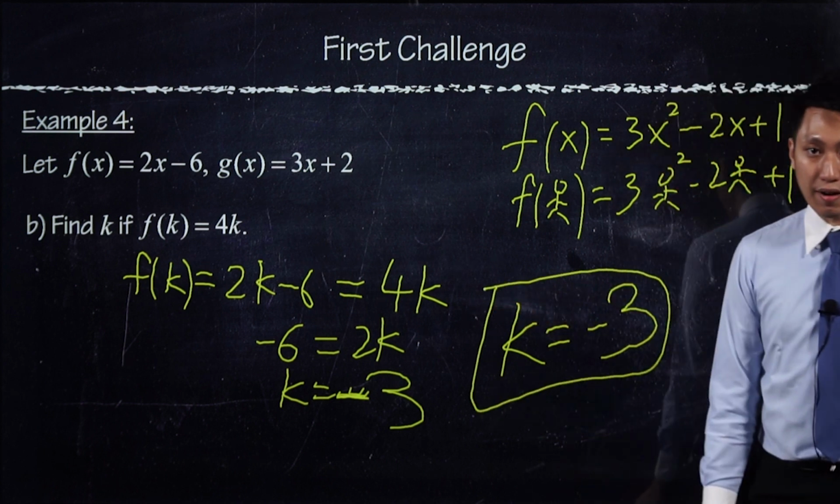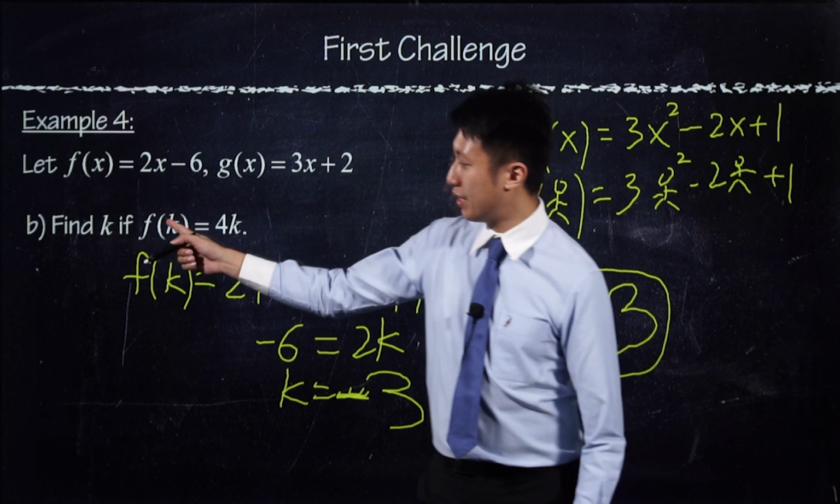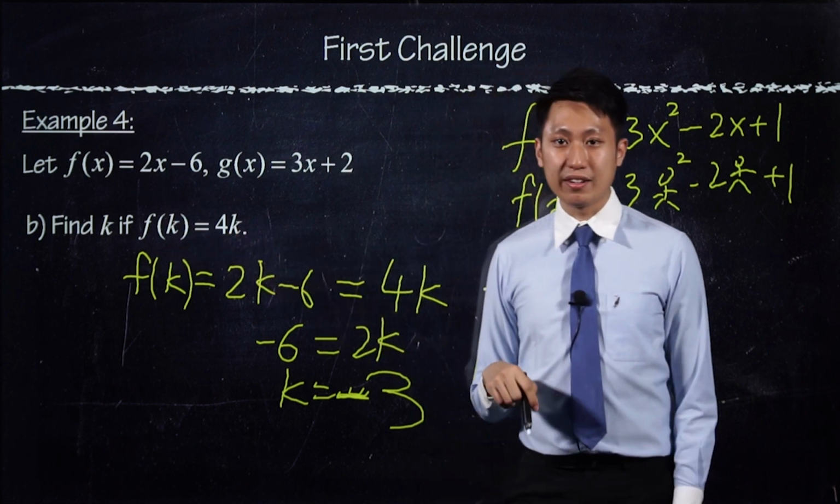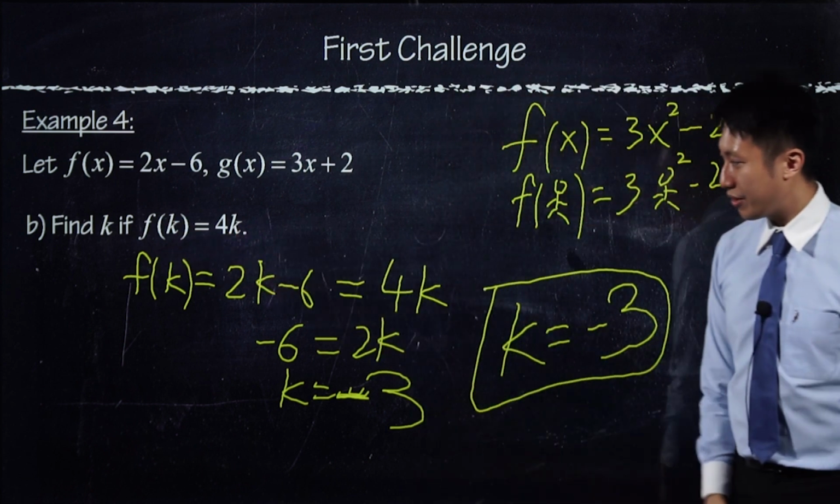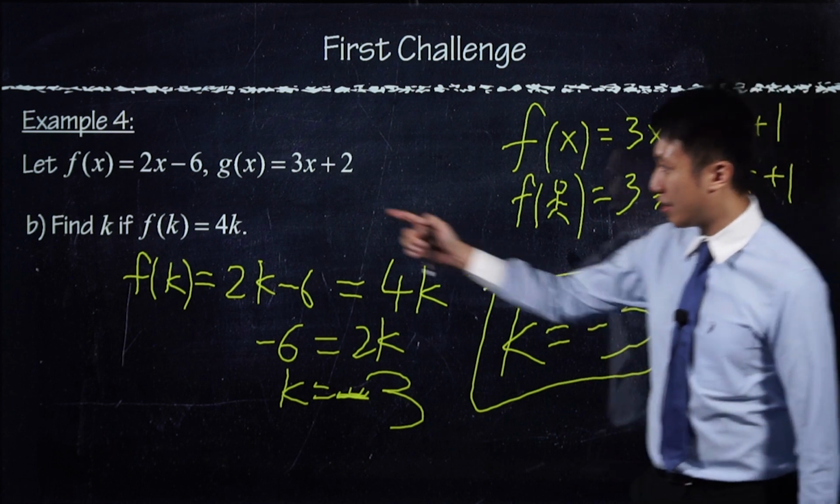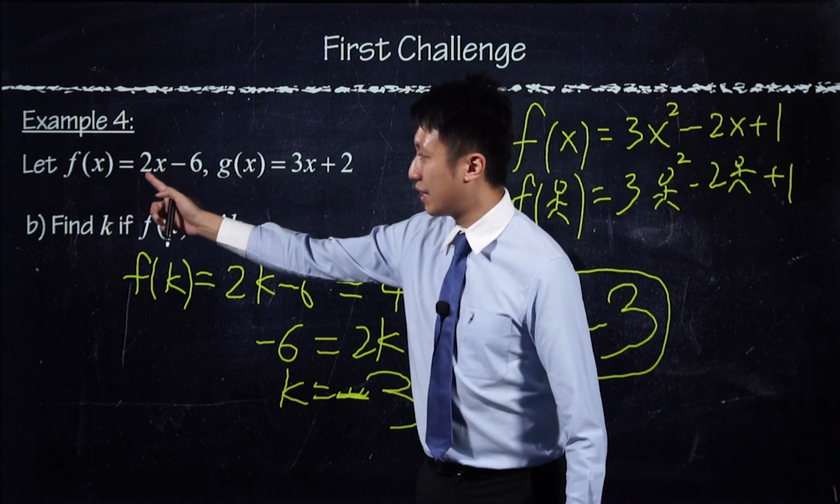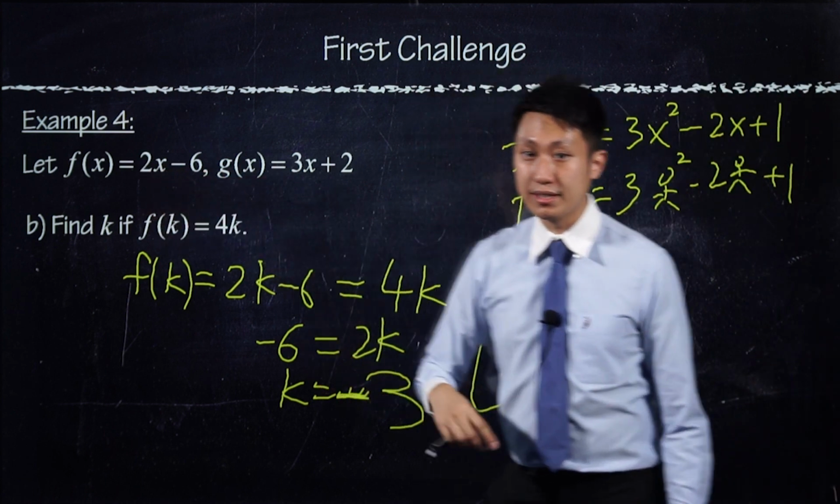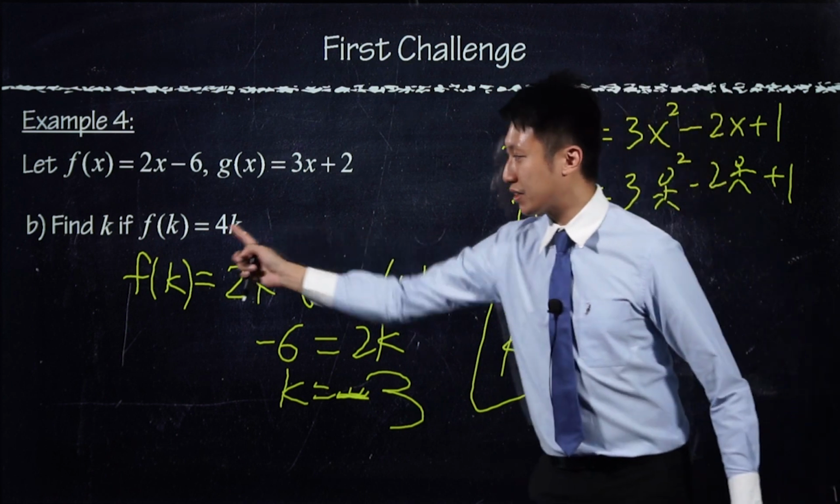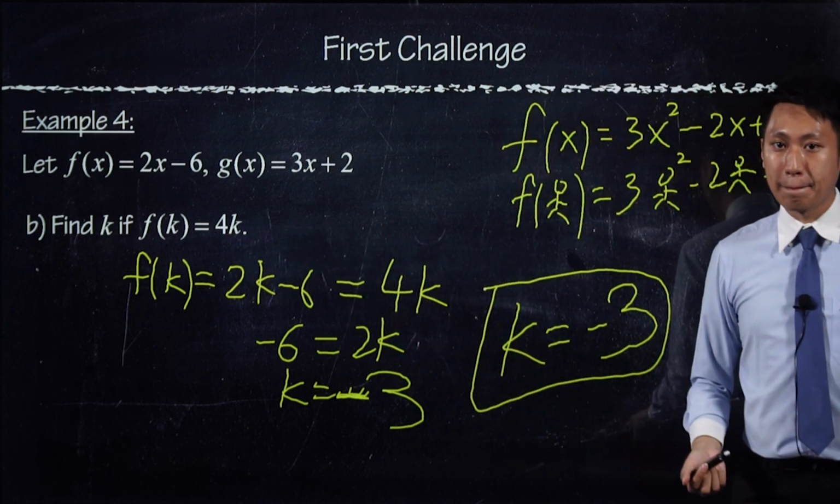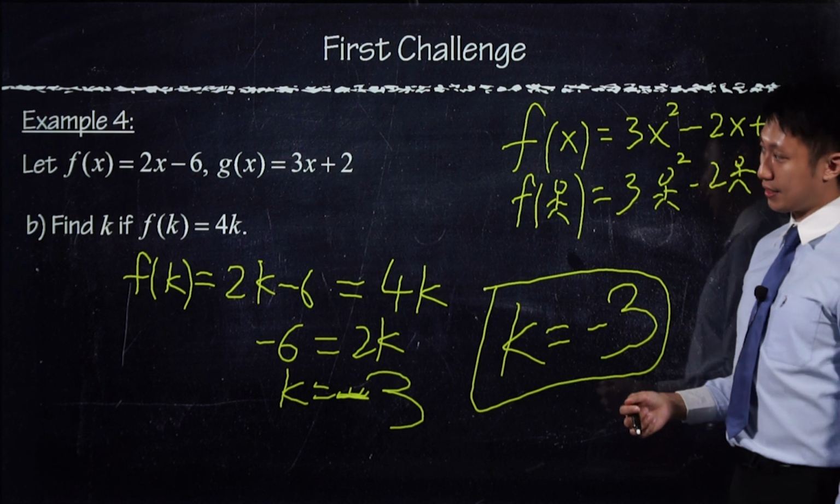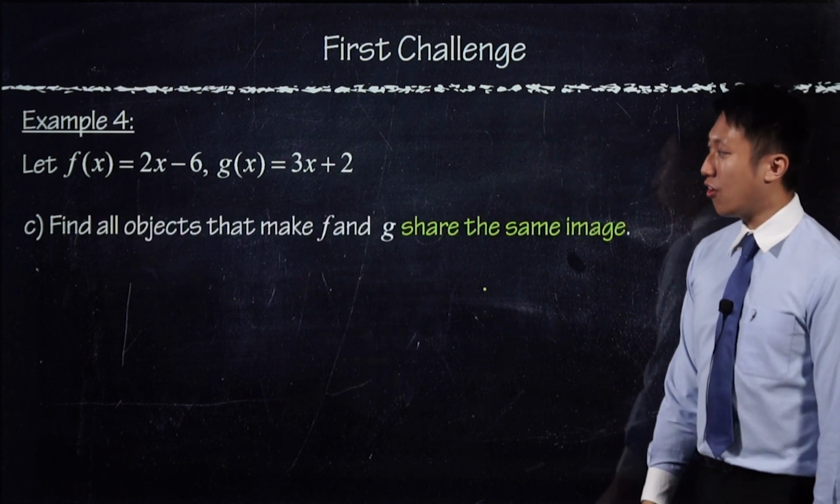How do you verify this? You sub negative 3 into here, then see whether it will get you negative 12. Definitely you get the answer. You get negative 3, you put it here, so it's negative 6. Negative 6 is negative 12. Definitely it will be equal to 4 times negative 3, negative 12.